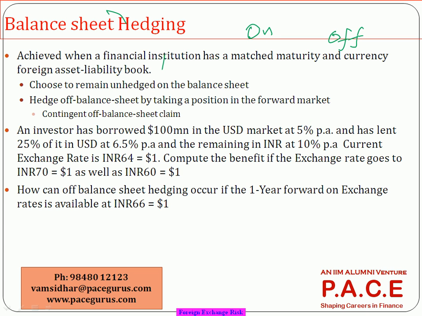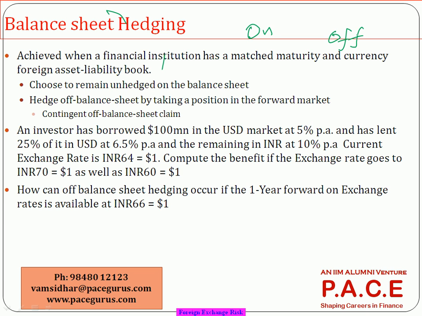So that's where a financial institution is matching the maturity as well as the currency for every foreign currency, the date as well as the amount. Both are matched with respect to assets and liabilities, because that strategy will not give any kind of benefit. Zero risk, zero return. People don't want to get into those kinds of strategies.